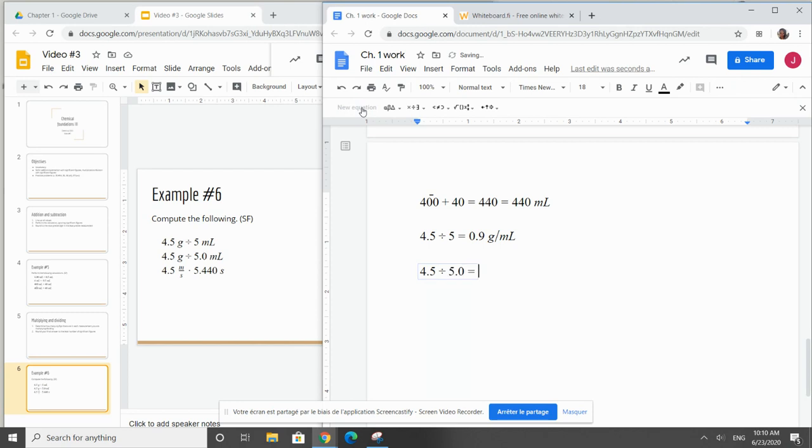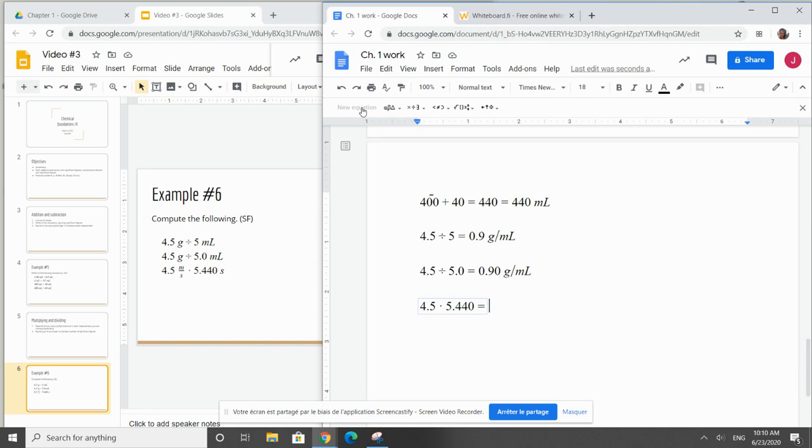Here I want 2 sig figs because both 4.5 and 5.0 have 2 sig figs. So I actually have to add a 0 here to make it significant. And for both the first one and the second one, I could have left off the 0 at the beginning. It is only personal preference if you want to include it or not. So 4.5 has 2 sig figs and 5.440 has 4.